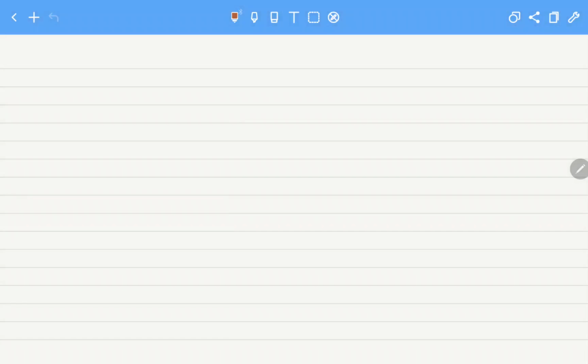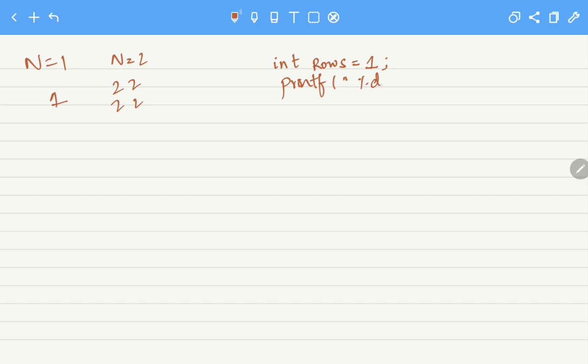So for n is equal to 1, I want 1, n is equal to 2, I want 2, and the first thing I will do is declare some variable as rows, and I will assign it to 1. And it is simple. If I write printf %d rows, it will print 1 on our output screen.